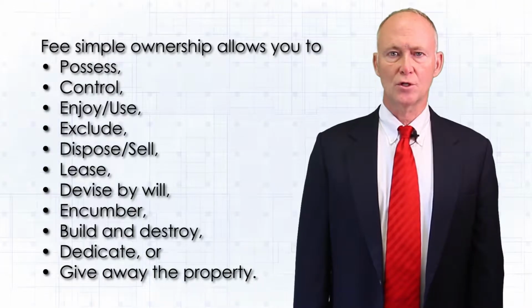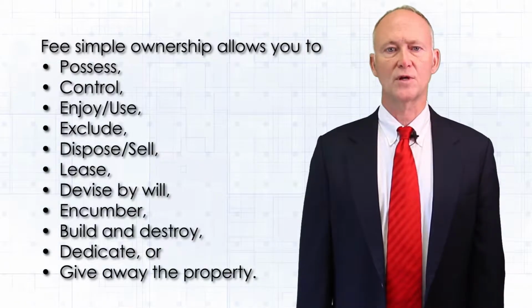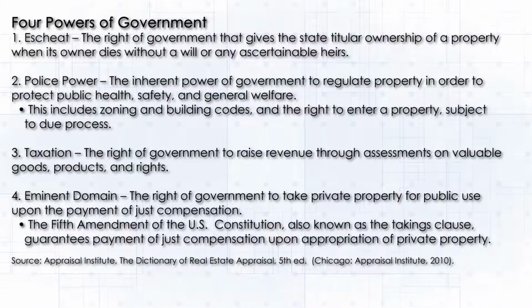The property is yours, and you can do with it what you wish, subject to the four inherent rights of government, which include escheat, police power, taxation, and eminent domain. Unencumbered fee simple ownership is as pure as it gets, but it is not unlimited. The government at all levels has rights over even unencumbered fee simple estates, and they regularly exercise this authority.